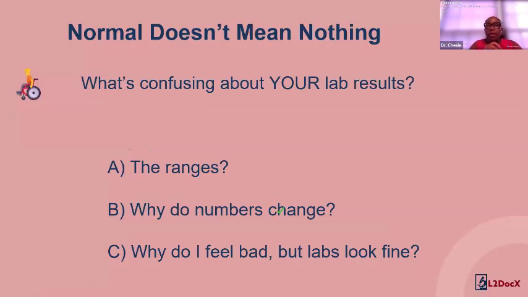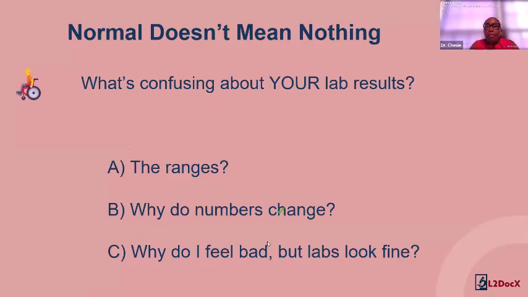Normal doesn't mean nothing. What's confusing about your lab results? Please drop it in the chat window. Is it the ranges that confuse you? Why the numbers change? Is that what is confusing to you? Or C, what is confusing to you? Or why do I feel bad but the labs look fine? What confuses you about your lab results? Please drop it in the chat window. Let me take a look at it right now.